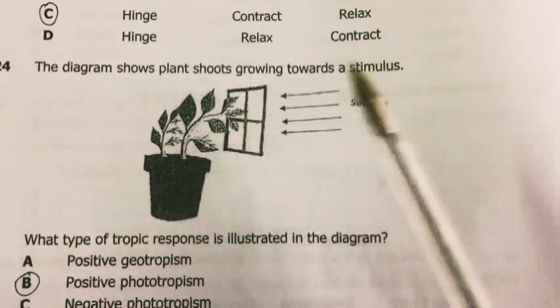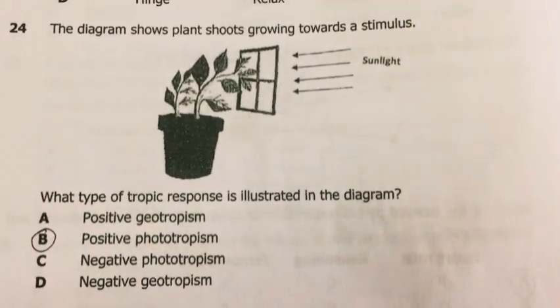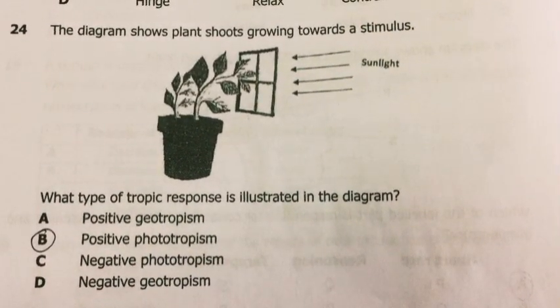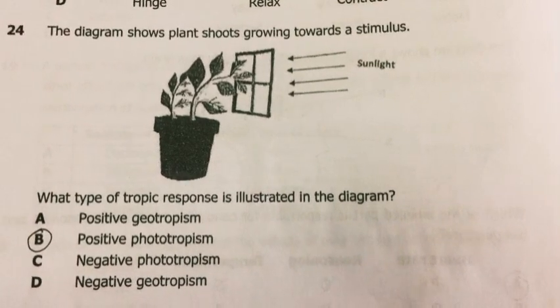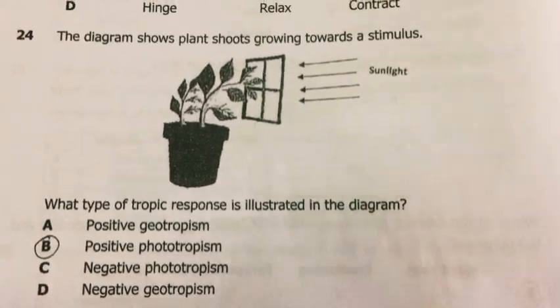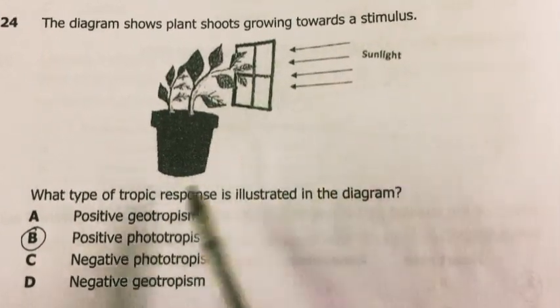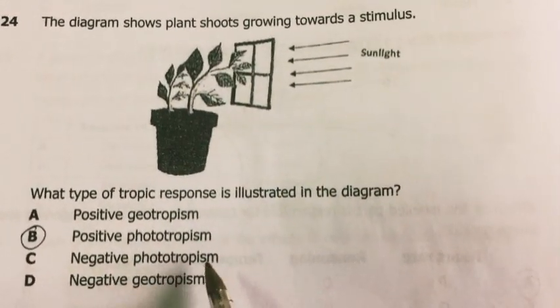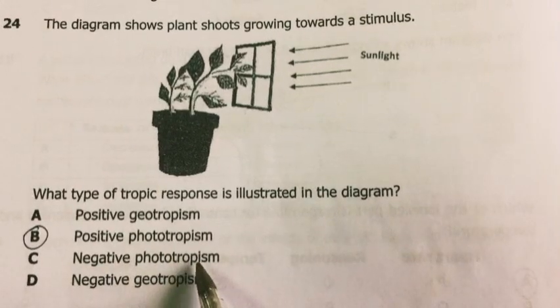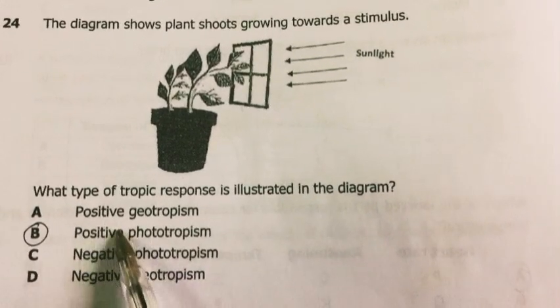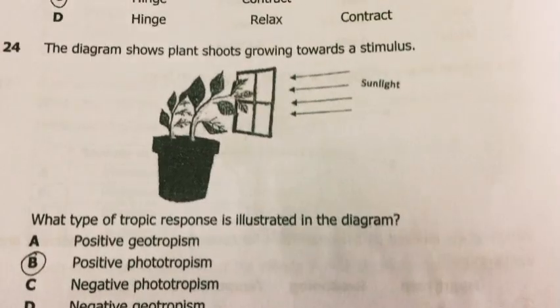What type of tropic response is illustrated in the diagram? Positive phototropism. Positive because it's growing towards the light, and a response to light is referred to as phototropism. Photo means light, tropism means response, light response. So it's positive. The answer is B. I go to question 25. I move my paper here.